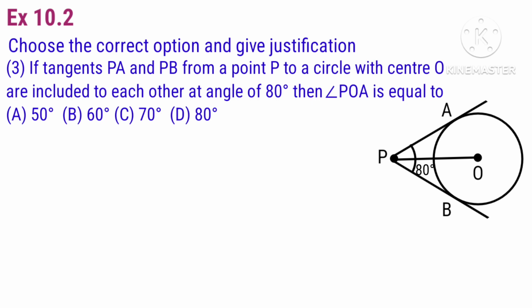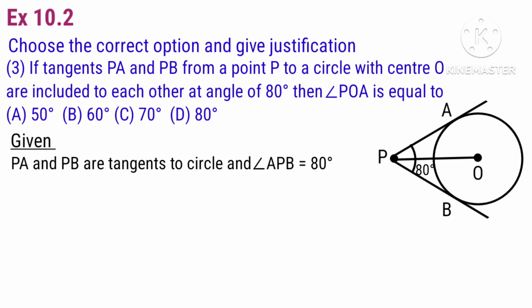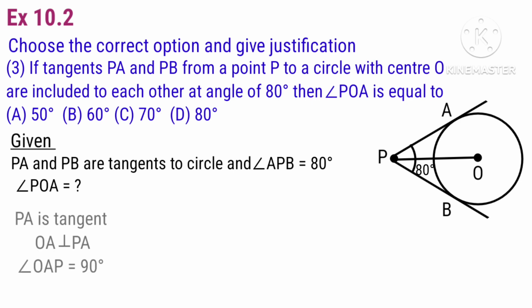Okay. Now we need to find the angle POA. So here PA and PB are tangents to the circle and angle APB is 80 degree. Now we need to find angle POA. So here PA is tangent, therefore OA will be perpendicular to PA.